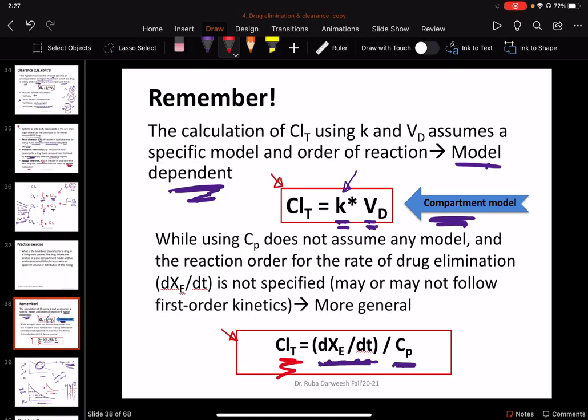Does this mean that I'm making any assumption to have this calculation? No, that's why it's called the non-compartmental model, or non-compartmental definition of the clearance. In another way, we can call it the compartment independent definition of the clearance. It does not need any number of compartments to calculate the clearance using this equation.